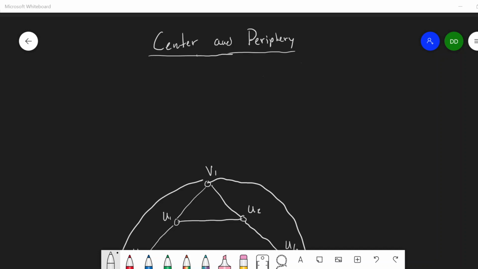In this video, I'll define center and periphery. We'll take a look at a couple examples of determining the center and periphery of a graph. And finally, we'll look at Theorem 2.9, which tells us that every graph is the center of some graph.